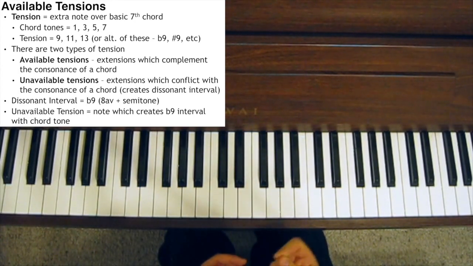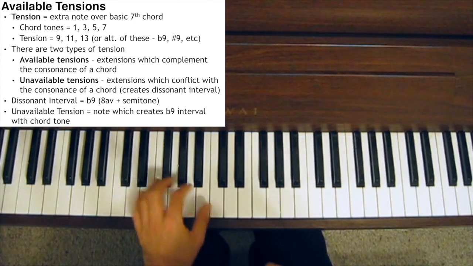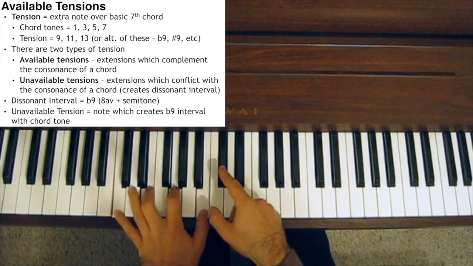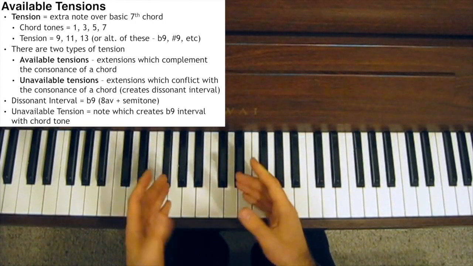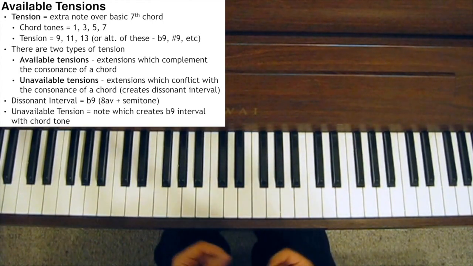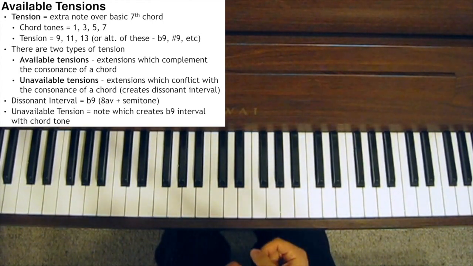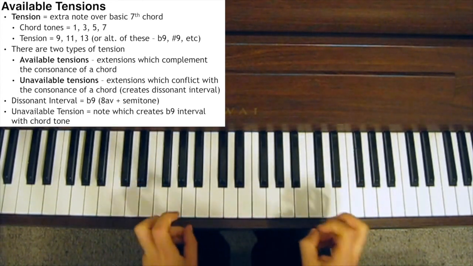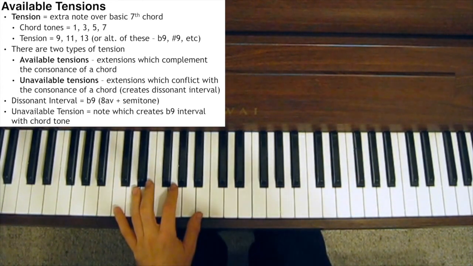Now, while in theory all chord extensions and alterations exist on all chord types, in practice only available tensions are used. For example, you can create a C major 7 flat 9 chord. This chord exists in theory, but you'll never actually find it in practice because the flat 9 is not an available tension over a major 7 chord.